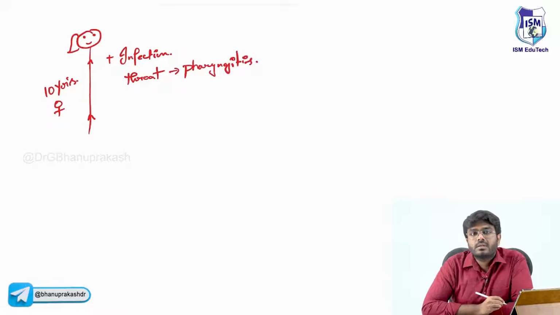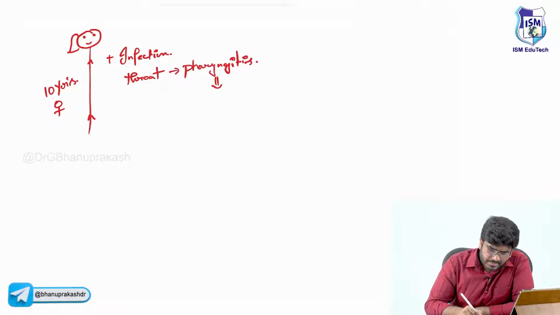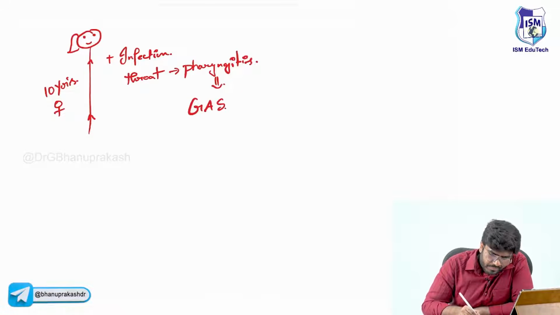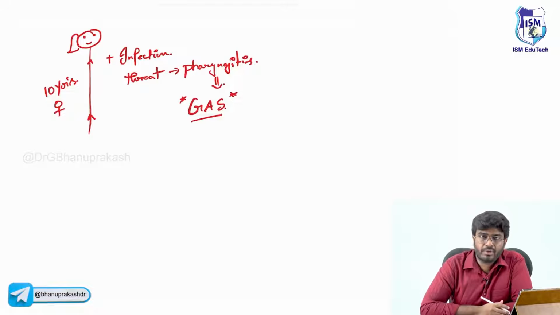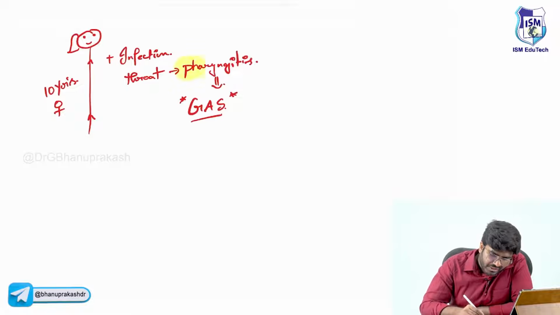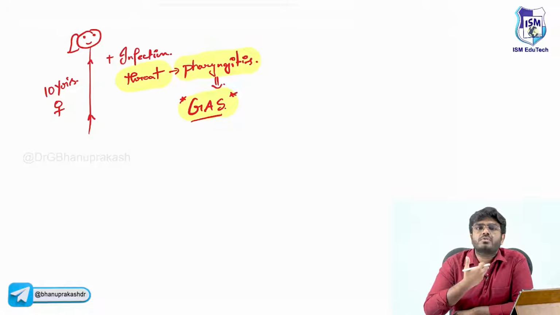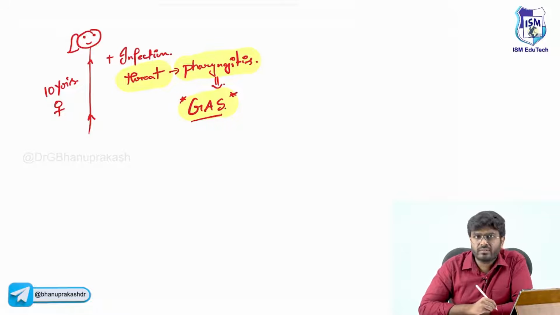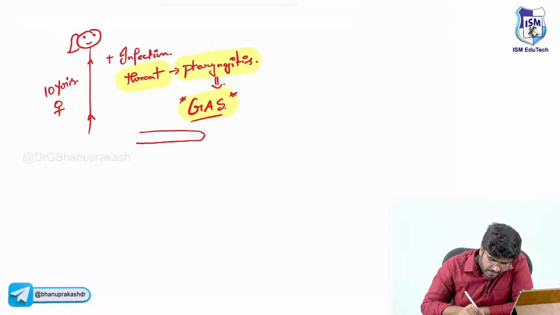Now, this pharyngitis is because of which organism? It's because of GAS, group A streptococcus. There is an organism called group A beta hemolytic streptococcus. Because of this group A beta hemolytic streptococci, this female is having pharyngitis, throat pain. Now tell me, her immune system is going to be activated or not? Yes, her immune system is activated, sir. Now this is the bacteria, the bad guys.